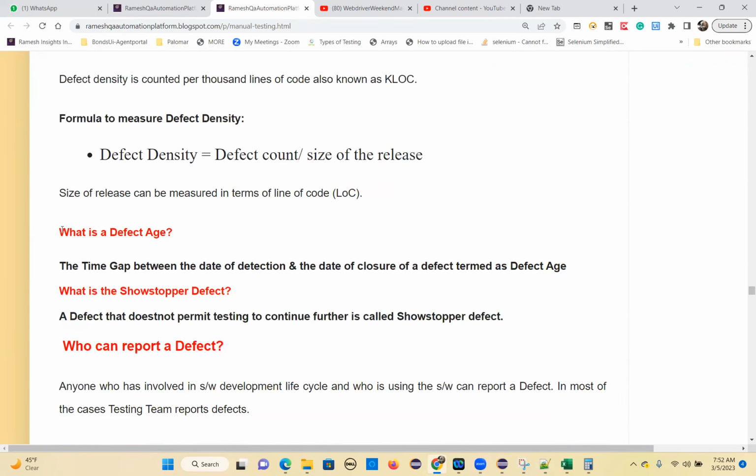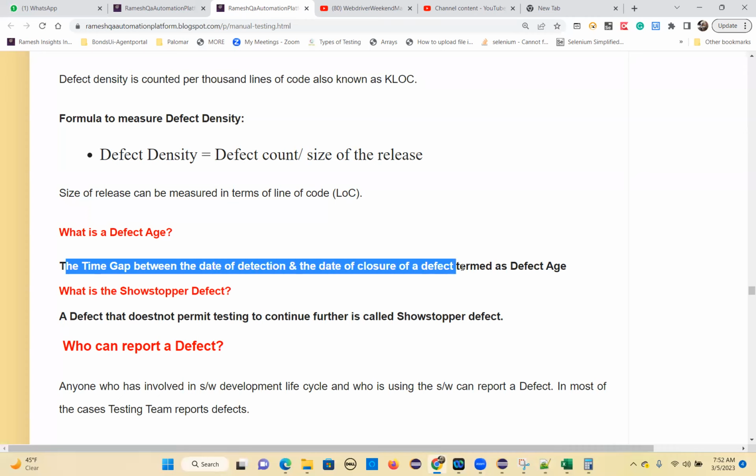So what is defect age? Defect age is nothing but the time gap between the date of detection and the date of closure of a defect. What does defect age mean? The time gap between the date of detection of the bug and the closure of the bug. That time gap is called defect age.